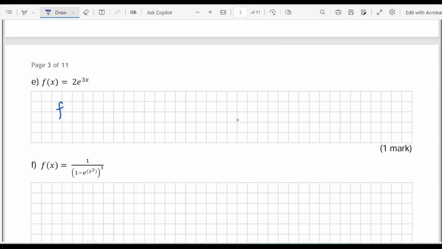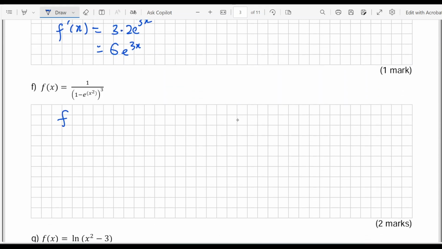This one here, the derivative is going to be, well, it stays as 2e to the 3x, but you times it by the 3, like the baby from up the top. So what you get is 6e to the 3x. This one here, you could use a quotient rule, but a much quicker way to do it is to rewrite this as 1 take e to the power of x squared minus 3. Then when you do the derivative here, you're going to get minus 3 out the front.